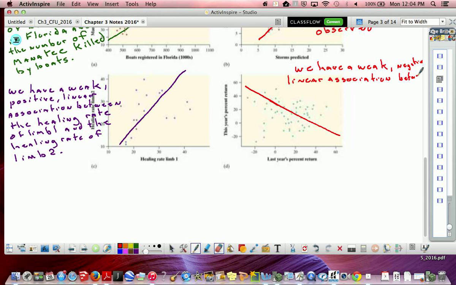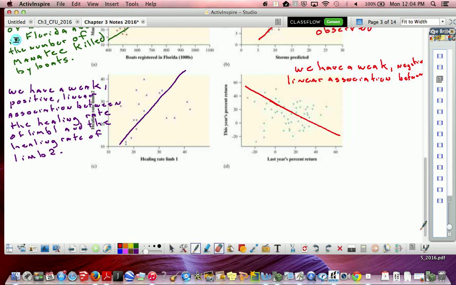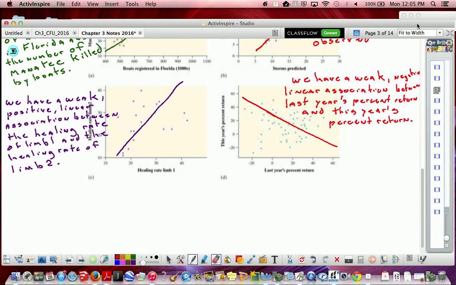between last year's percent return and this year's percent return. So you can see that we can start to compare all sorts of quantitative variables. All right, so I'm just going to stop the note.